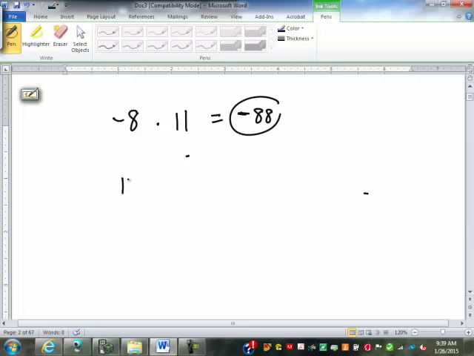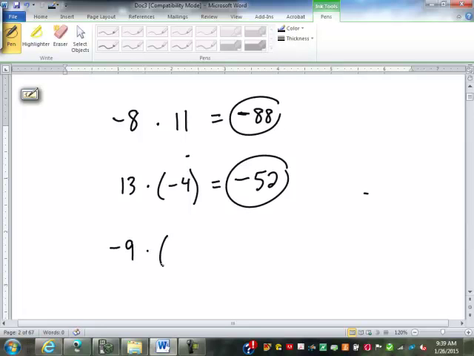We might have 13 times a negative 4. First of all, positive or negative? Negative. 13 times 4 is 52, so negative 52. Negative 9 times negative 8, the answer will be positive or negative? Positive. A negative times a negative will make it a positive. 9 times 8? 72. Very good.